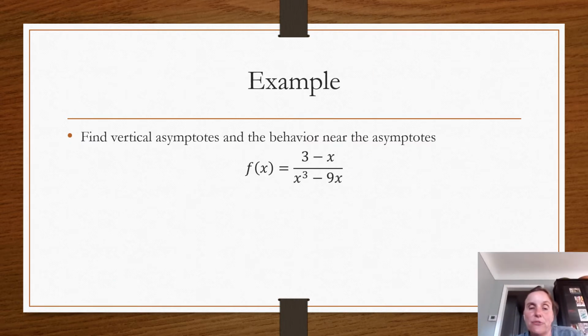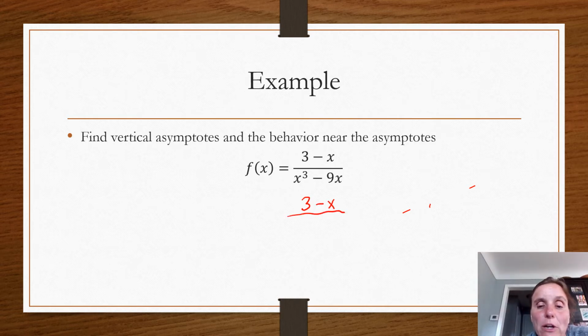All right, so we're going to look at this function. We're going to find the vertical asymptotes and the behavior near the asymptotes. If I look at this function, I see that there's a 0 in the denominator in a couple of different places. So I'm going to go ahead and factor that denominator. I have 3 minus x in the numerator, and then I have x as a GCF, and then I have x squared minus 9. And then I have a difference of two squares, so I can write that as 3 minus x over x times x plus 3 and x minus 3.